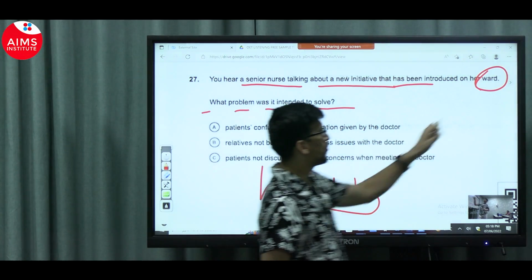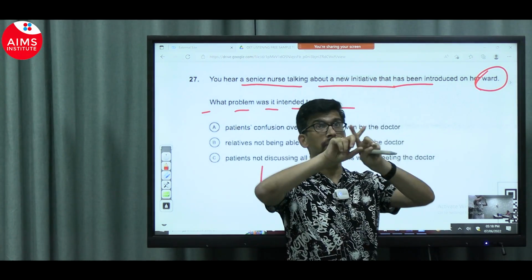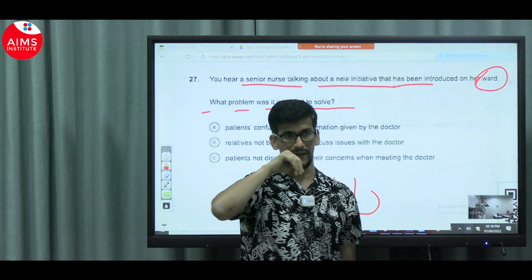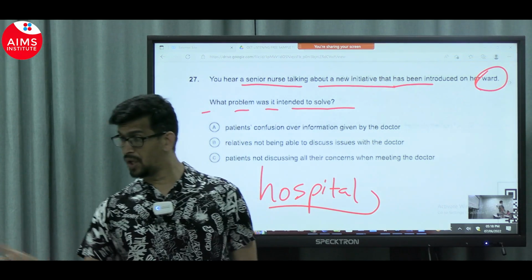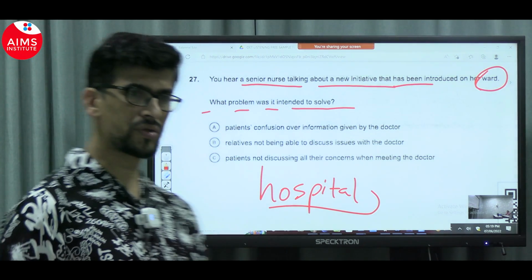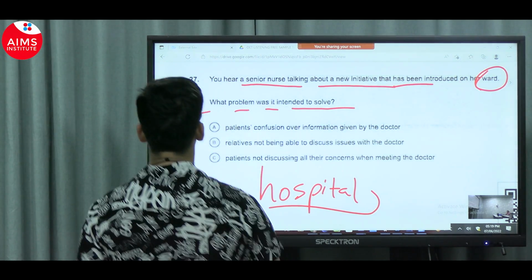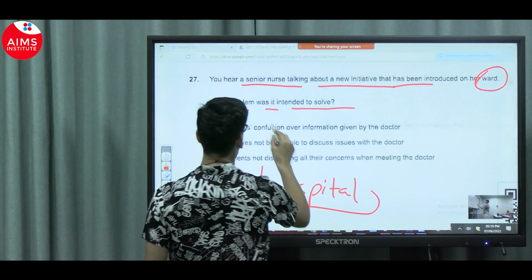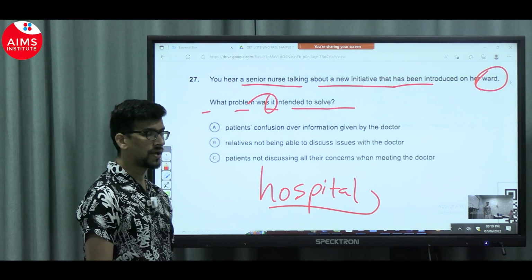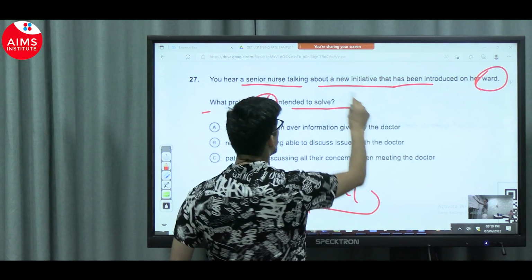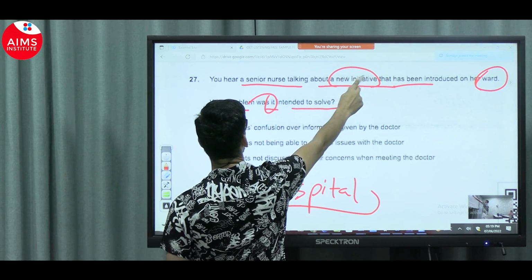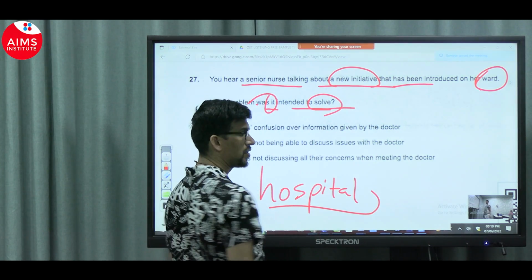The moment you find ward, you should imagine a big hospital's board and somebody inside the hospital. This is a hospital. You did not even see the word ward. You did not read it. First you should know. Okay? What problem was it intended to solve? What is this it? It represents what? New initiative. Correct? What problem the initiative wanted to solve?